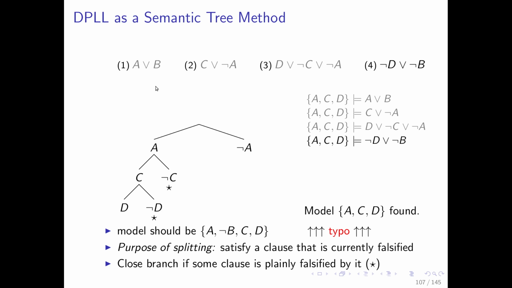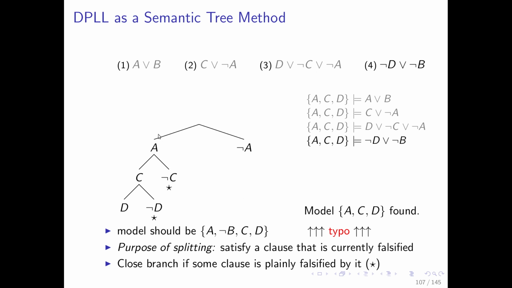So we make A true, that's fine. We make C true, that's fine. Now, that's false, that's false. Now, if we go and make D false, then we're down here, and there's no way that we can make this guy true. So this is just closed off. There's no point exploring any further, because there's no way of recovering from the fact that this guy is false.